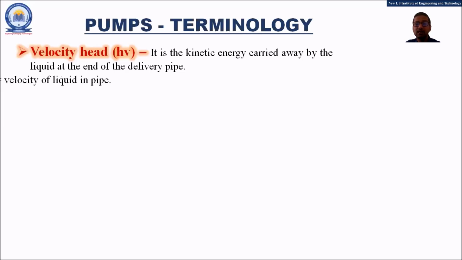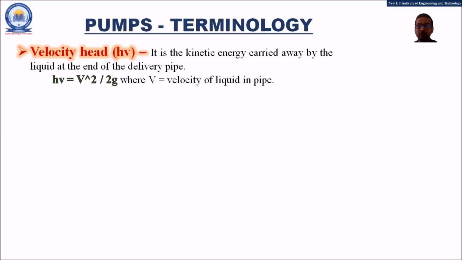And in order to calculate the velocity head, we are using the equation, that is HV is equal to V square by 2g, where V represents the velocity of the liquid in the pipe.